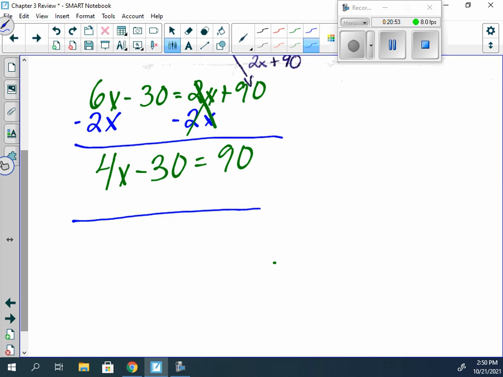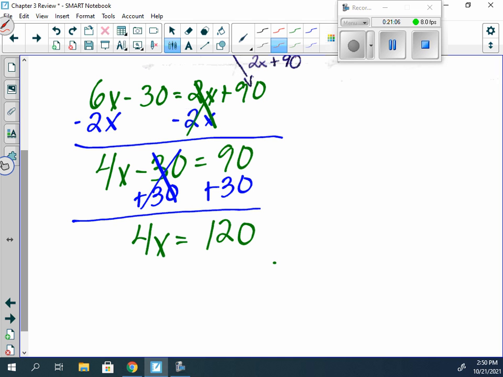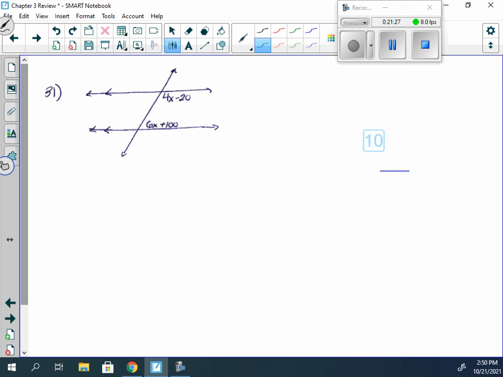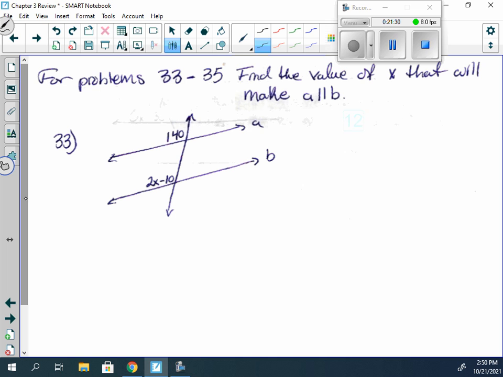Now to get x by itself, we would add 30 to both sides. Negative 30 plus 30 is 0, leaving us with just 4x is equal to 120. Any other questions on this here? Are we good with 30 through 32? Questions on 33 through 35?